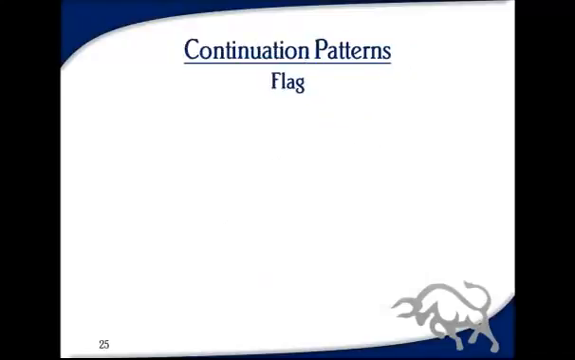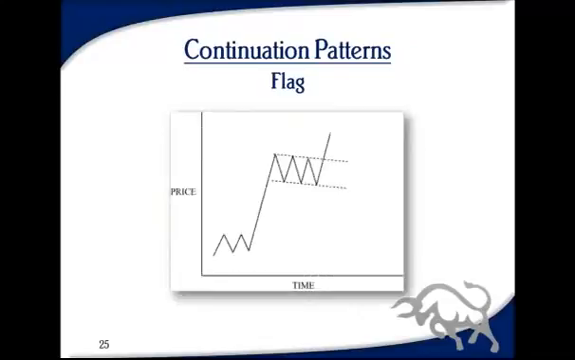This one's called a flag. It's probably the most common, along with the pennant, which we'll look at next. Probably the most common continuation pattern of all. And it's a short trend. It will last maybe 1 week to 3 weeks. You'll see that the parallel lines slope slightly downward, and this is common in an uptrend. It will be the opposite in a downtrend. You would expect them to slope up a bit.